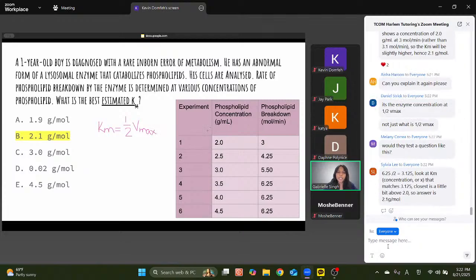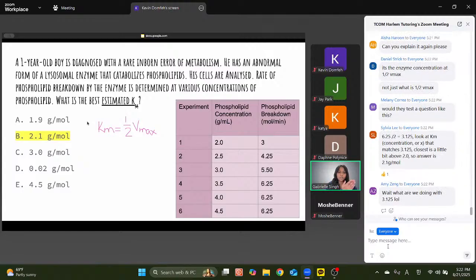I think I definitely saw a table on our test like this where it might not be these crazy numbers, it might be more specific. Like instead of 6.25, they might just do 6, and then you divide 6 by 2 and get 3, and you just look across the table and the Km would be 2. So that would be your answer.